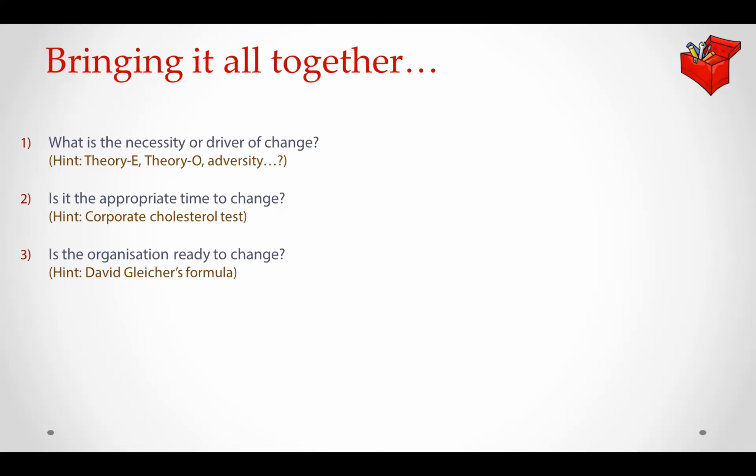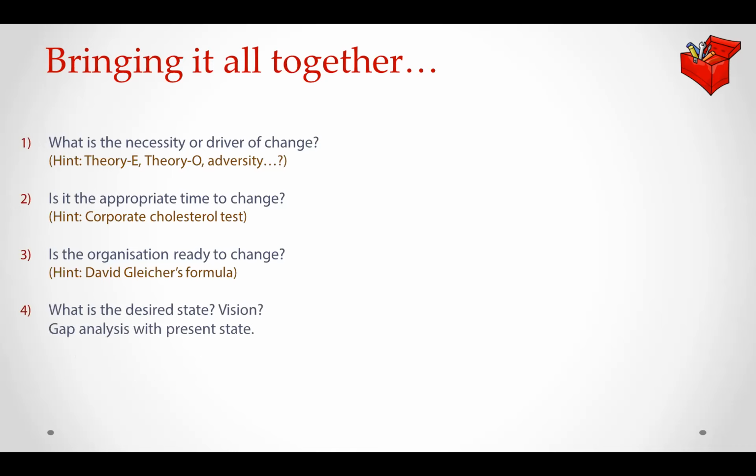And the hint is over there, David Gleicher's formula. For change to take place, what are the things that have to be in place? There has to be dissatisfaction with the status quo. There should be a clear vision in place, and also the first steps for making that change happen should be in place. The product of these three factors should be greater than the cost of change, or the resistance that you will face in the organization. Once the product is higher, you know that the organization is ready to change. It has the capacity to make the change.